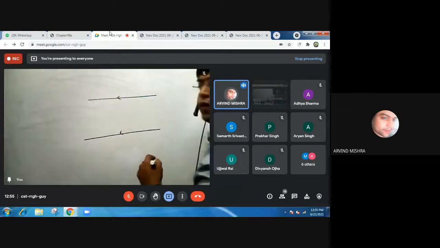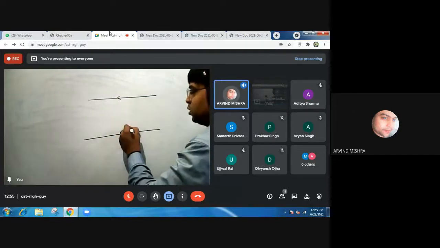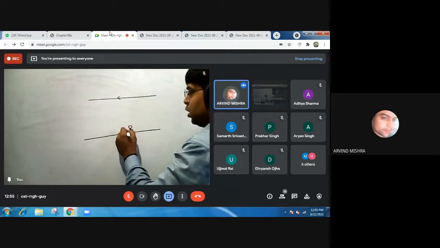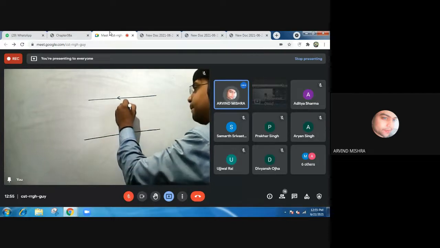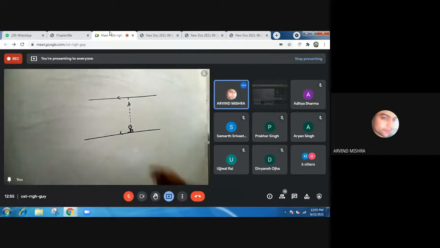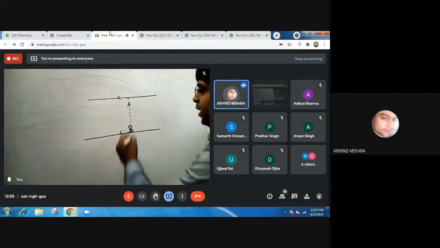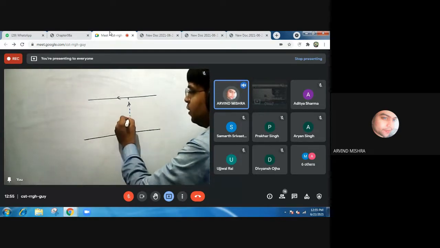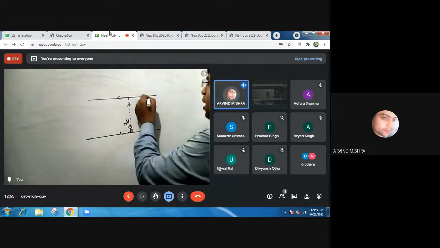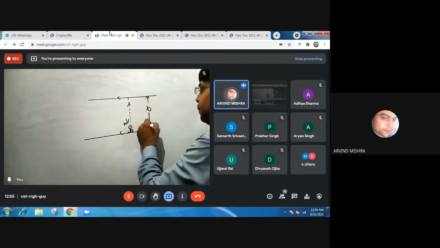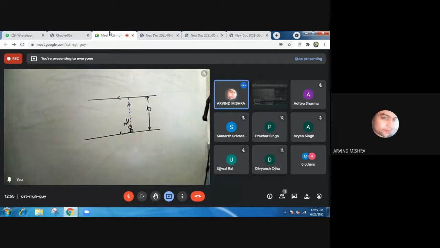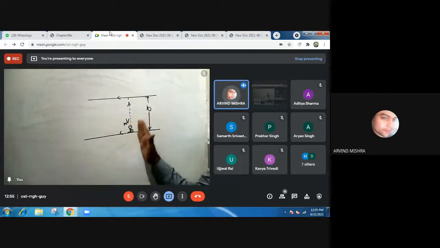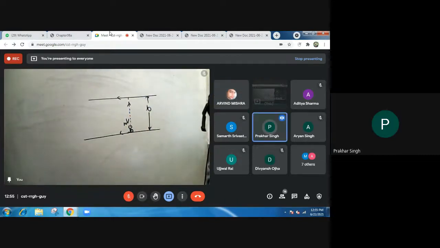These are the two shores, and the person wishes to cross the river in still water. Let us assume this is the man's velocity, and let us assume this is the depth D of the river. Is there any drift that will take place once the water is still, the river is not flowing? No, sir. Okay, very good.